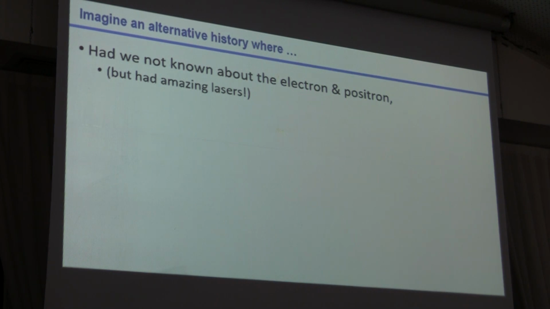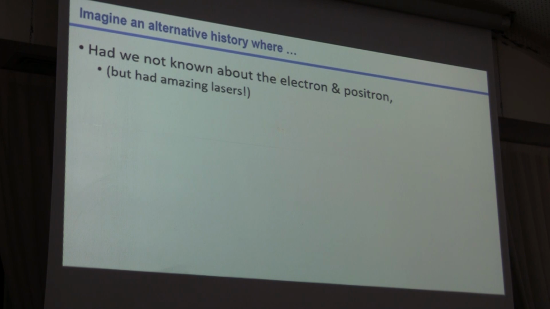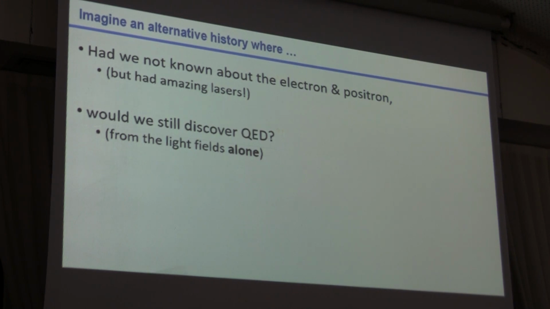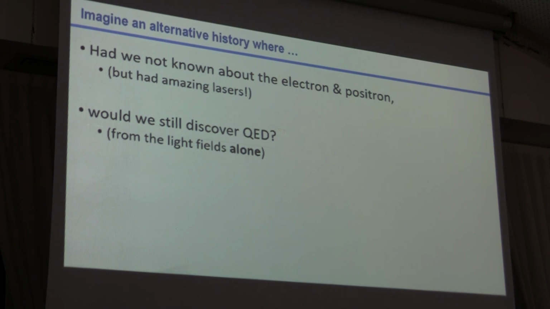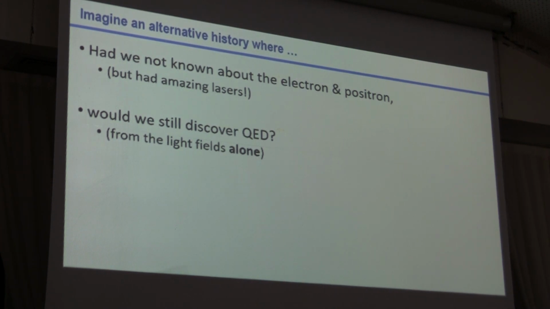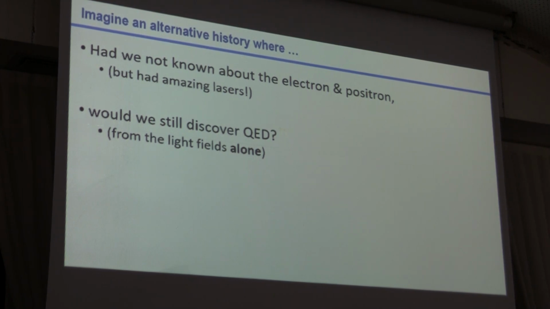So imagine this alternative history coming from optics. Had we not known about the electron and the positron, okay, but we still had amazing lasers. So somehow we had those really intense high power lasers we have today. Would we still discover QED? And think about it for a bit. If we had only the light field, so we have Maxwell equations and lasers that are immensely intense, could we still get to this theory of QED?